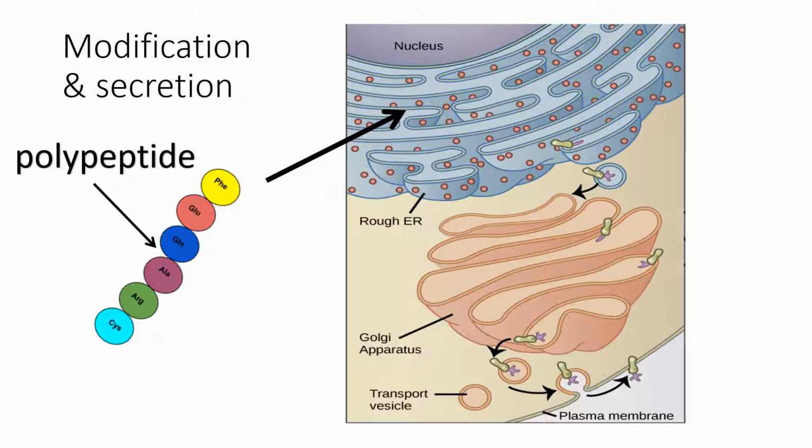The polypeptide that was created still needs modification. Modification is done in the endoplasmic reticulum and the polypeptide is modified as it passes through the Golgi apparatus, and then is secreted using a vesicle that passes through the membrane and is taken wherever it needs to go.